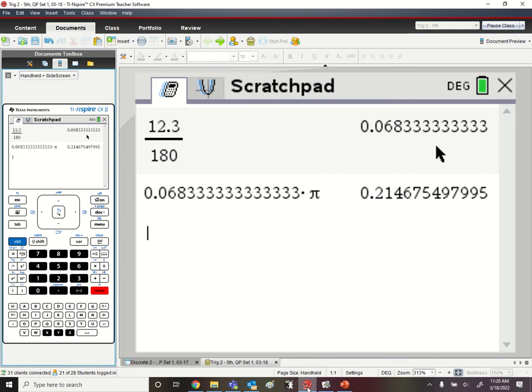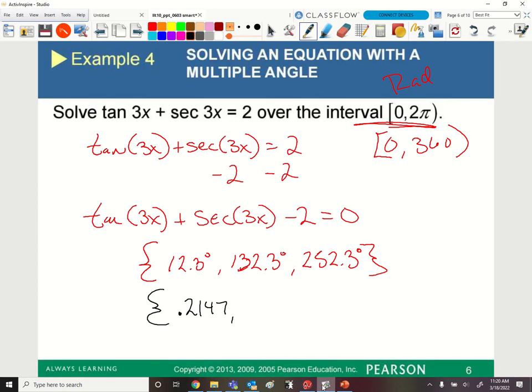All right, what's the next one? What was the next one we got after the 0.2147? Say it again. 09, like that? Yeah. Okay, and you got the last one? 4.403.